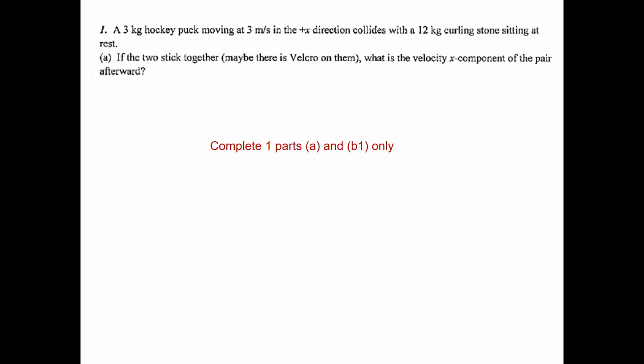Here's a 3 kilogram hockey puck moving at 3 meters per second in the plus x direction, collides with a 12 kilogram curling stone. My apologies to you if you're into curling or hockey because I just made up the masses of both of these things. The curling stone's initially sitting at rest, and for some reason the two stick together. So maybe they're covered in Velcro and the puck sticks to the curling stone. And the two move as a unit in the final state. What's the velocity x component of the puck afterwards? And in this case, that's question A. You should also try to complete question B1 and come back and you'll see my solution.